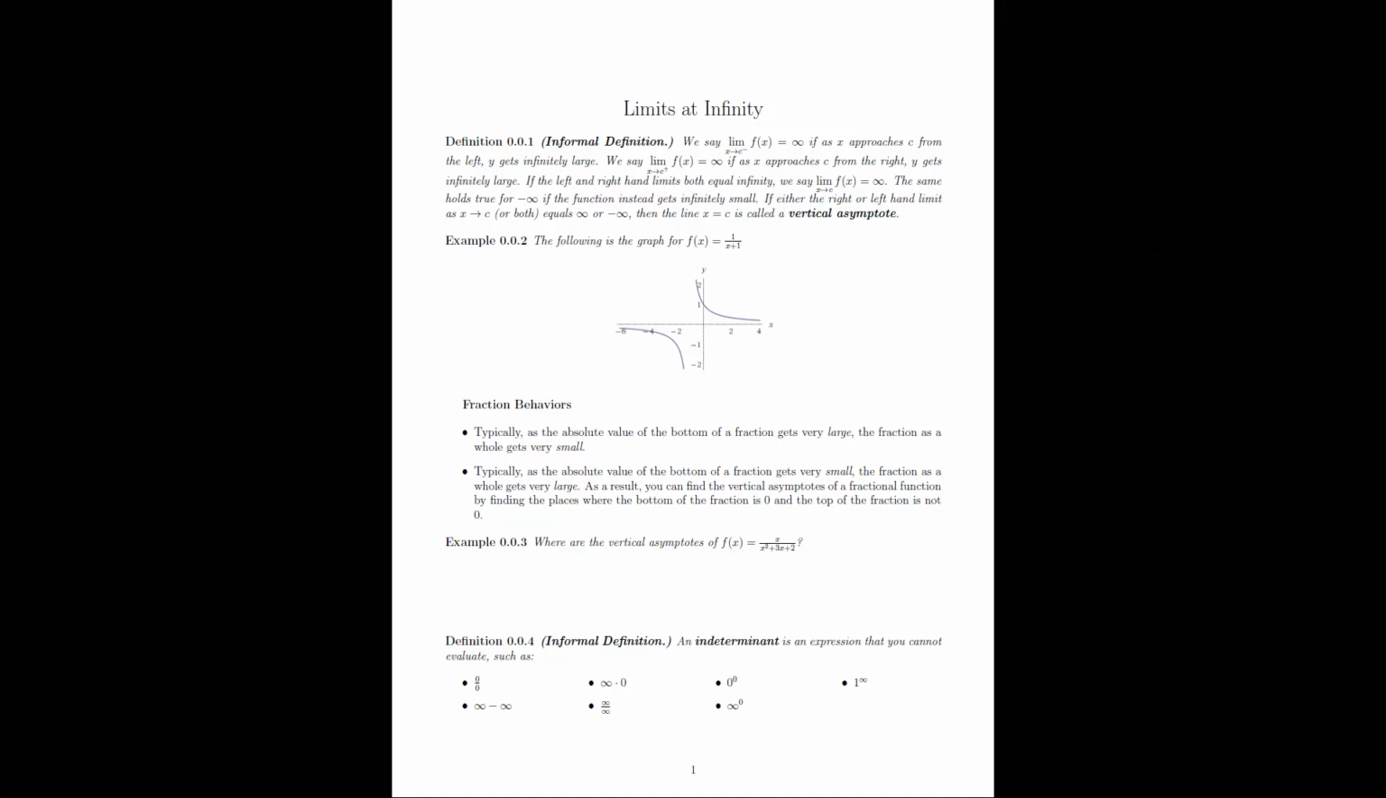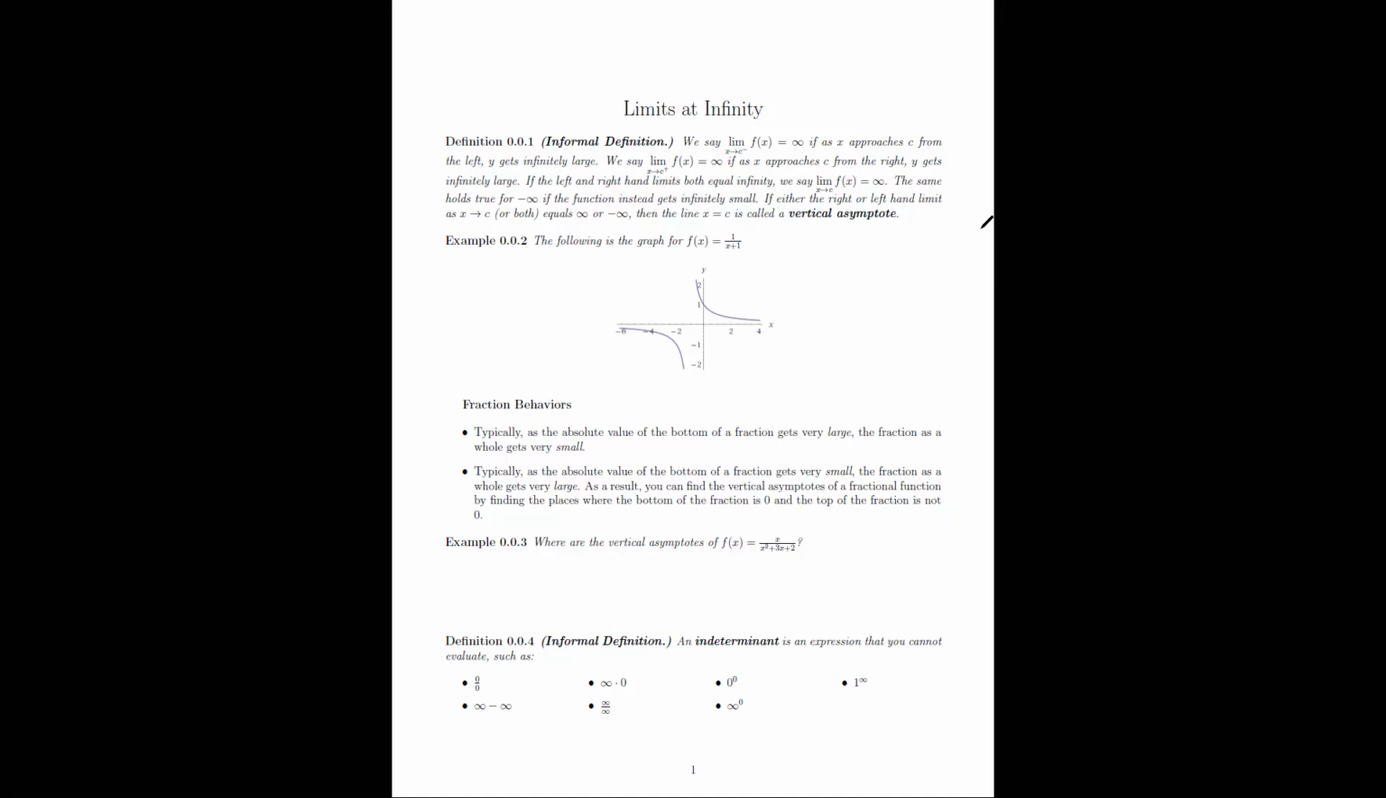Similarly, if x approaches that same value from the right and the function gets infinitely large, then we'll say the right-hand limit equals infinity. And as always, if the left and right-hand limits equal each other, then that's the overall limit. We can do the same thing for minus infinity. So if the function instead gets infinitely small as we approach that value, that limit we'll say equals minus infinity.